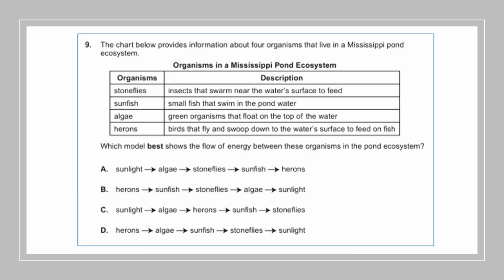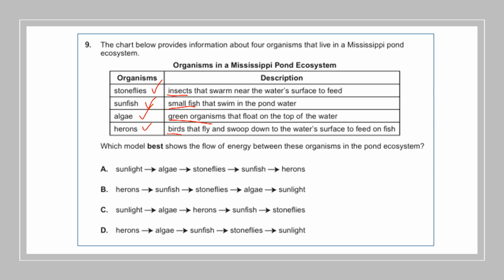Okay, this says, the chart below provides information about 4 organisms that live in a Mississippi pond ecosystem. It says, which model best shows the flow of energy between these organisms in the pond ecosystem? Okay, so we've got these stoneflies, which are insects. We have sunfish, which are small fish. We have algae, which are green organisms. And then we have herons, which are birds. So let's see if we can find the right flow of energy here.